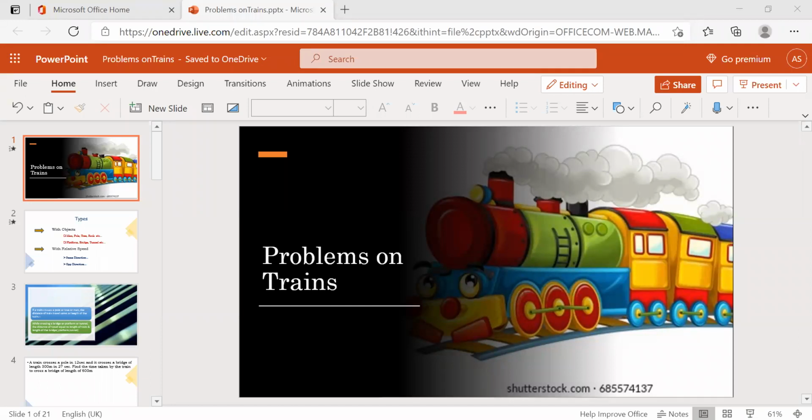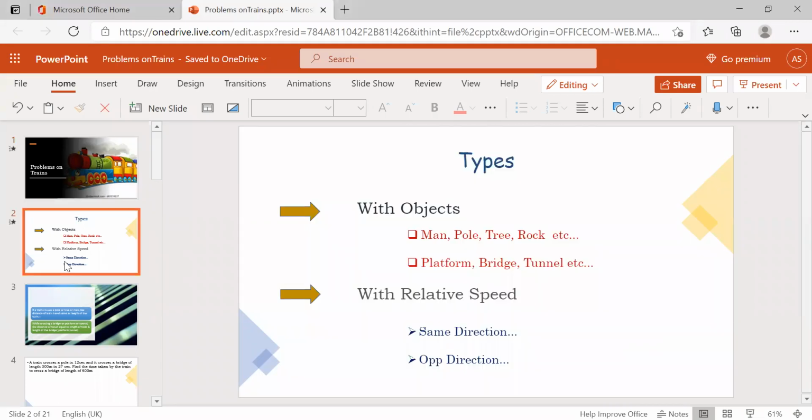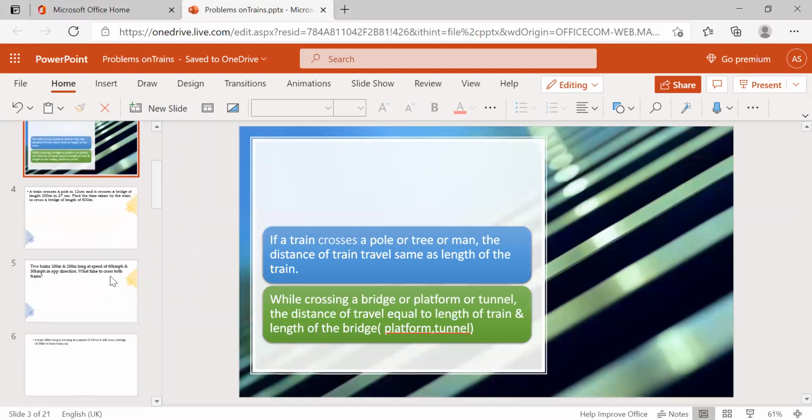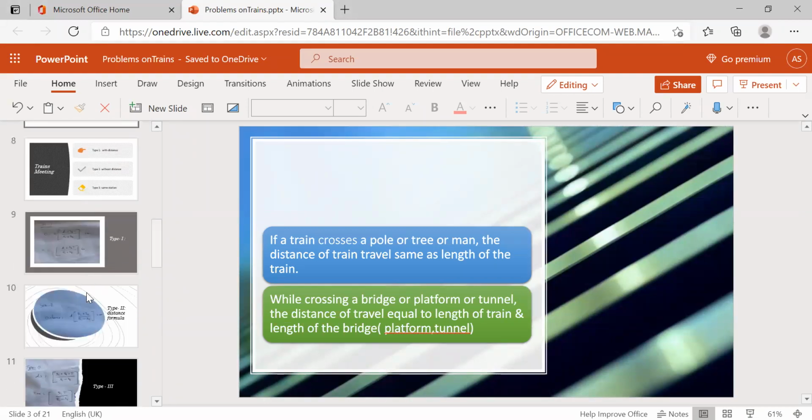We are going to continue our topic, problems on trains, part 3. Part 1 was based on problems with an object, without an object, and with relative speeds. These are the problems we discussed yesterday.